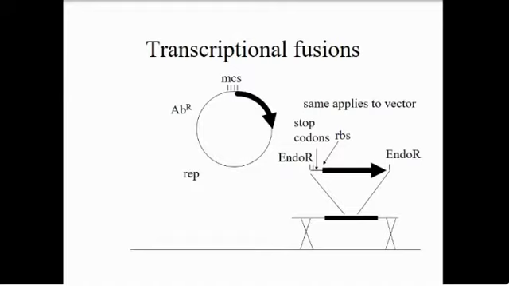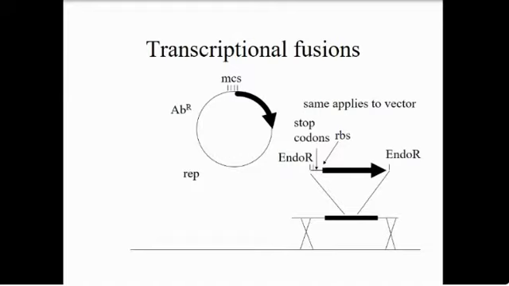So, depending on how you use your reporter, you might well end up screwing up the regulatory system that you're trying to investigate. Okay? And so an alternative to putting your promoter region into a reporter vector, you can put your reporter gene into the gene in the chromosome that you're wanting to investigate. Okay? Does that make sense?